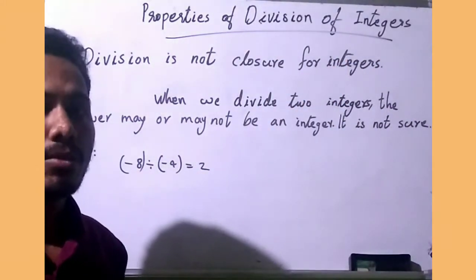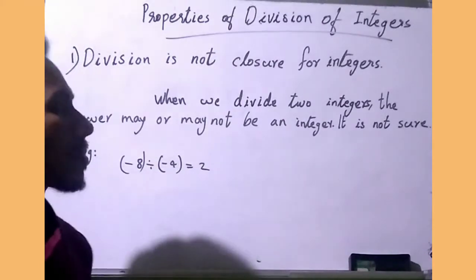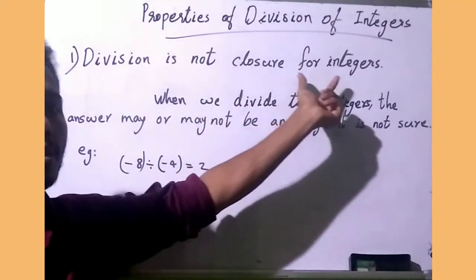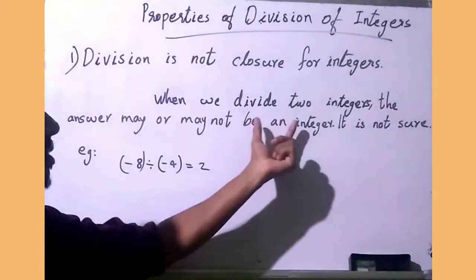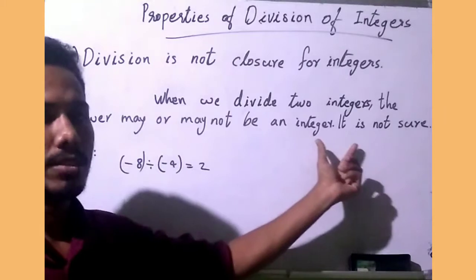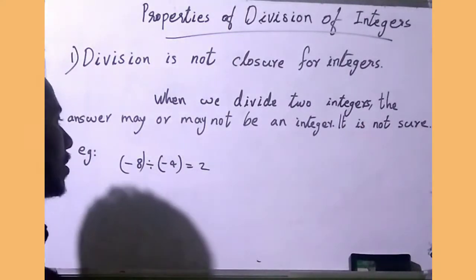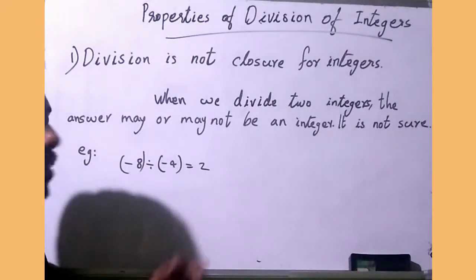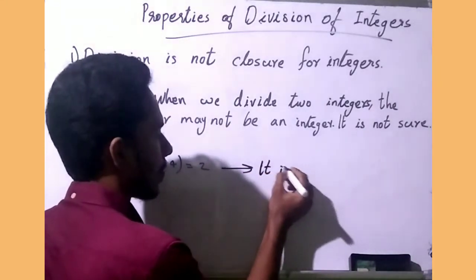We discussed products, addition, subtraction, and multiplication. But here, division is not closure for integers. That means when we divide two integers, the answer may or may not be an integer. It is not sure about the result. For example, minus 8 divided by minus 4. The answer is 2. It is an integer.